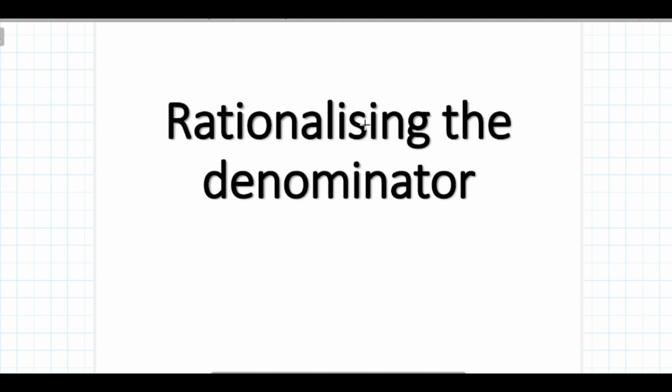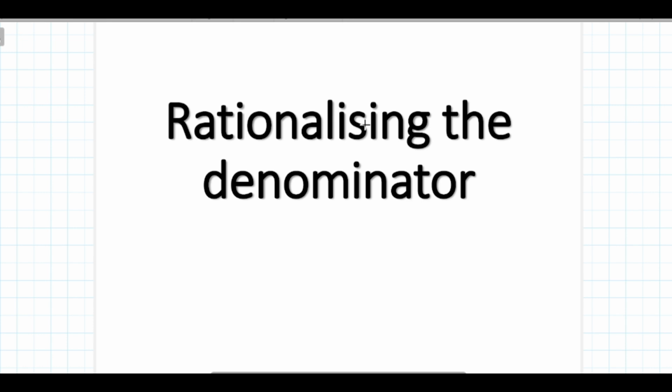Rationalizing the denominator is the process of eliminating the surd at the denominator, because when you simplify an expression and you have a surd at the denominator, it is said that your answer is not yet in simplest form. So for you to have the answer in simplest form, you have to make sure that there is no surd at the denominator. That is the purpose of rationalizing.